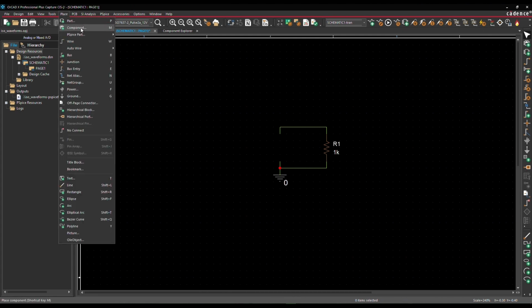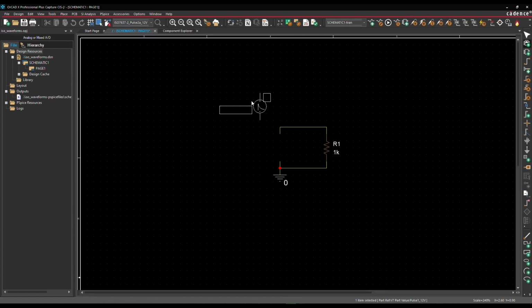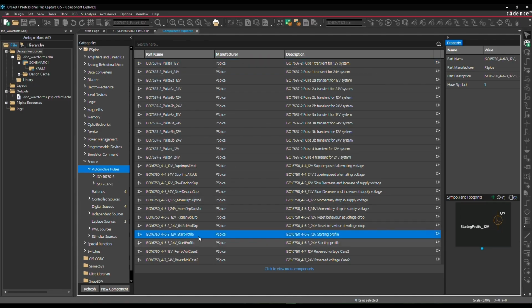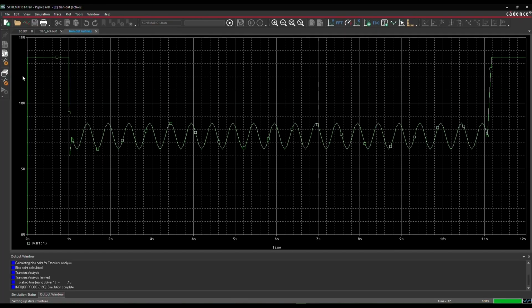To access them, open Component Explorer and navigate to PSpice Sources, Automotive Sources to place them in the schematic. These sources are modeled to generate waveforms as per ISO standards for 12 volt and 24 volt systems. Here is an example of ISO 7637-2 Pulse 1 source and its waveform. Here is one more example of ISO 16750-2 source of starting profile and its waveform.